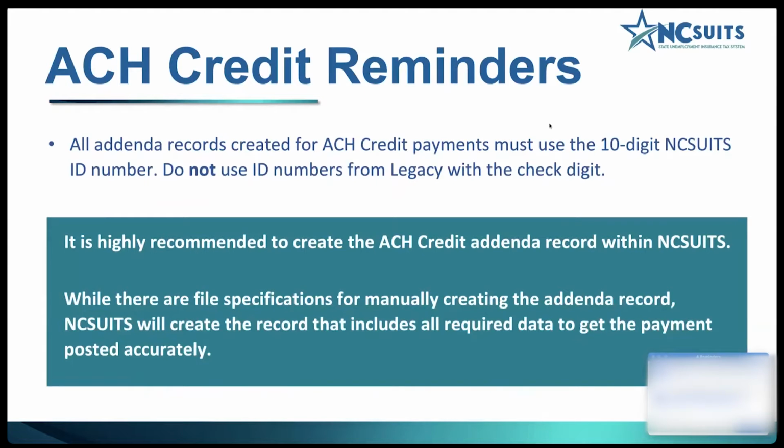Before we begin the demonstration, let me highlight a few things that you need to know about creating payment allocation files for ACH payments. All addenda records created for ACH payments must use the 10-digit NC Suits ID number. Do not use ID numbers from Legacy with the check digit.